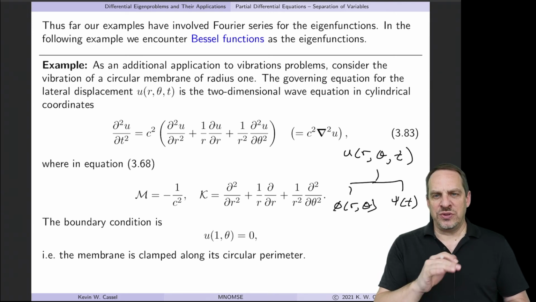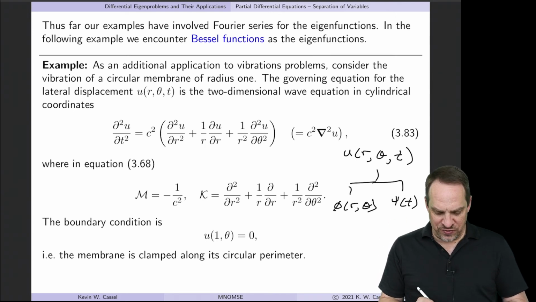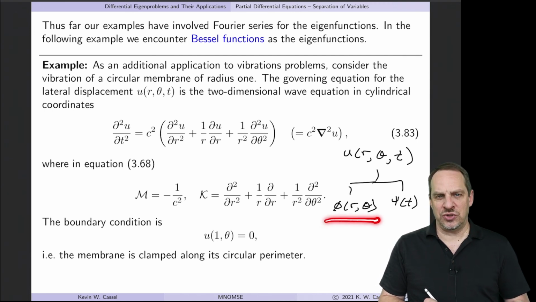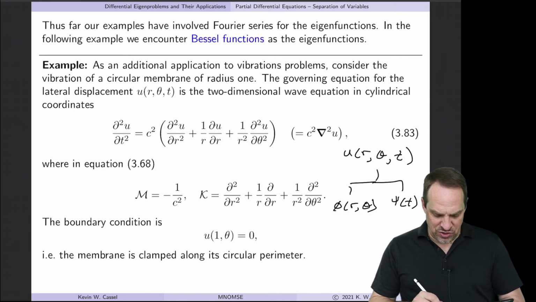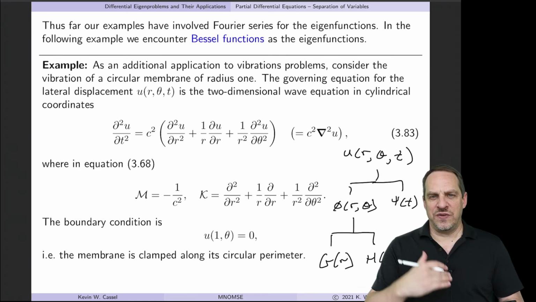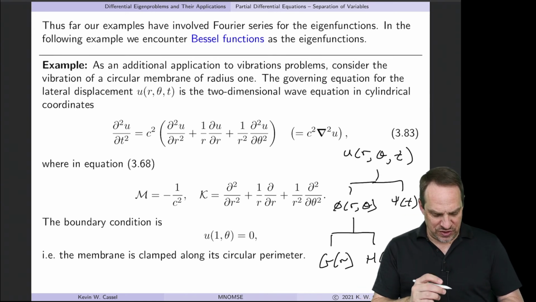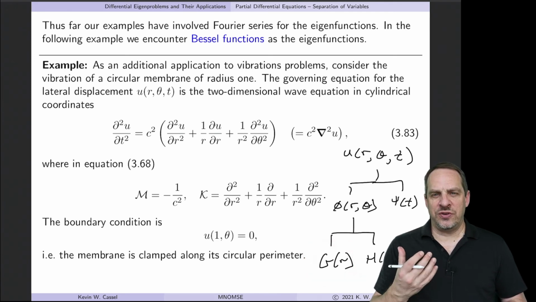Then you separate the variables. You'll get an ordinary differential equation for psi, and you'll get a partial differential equation for phi, because it depends on two independent variables, r and theta. Then that PDE, you can further separate the variables into a g of r and an h of theta. So again, it's kind of a nested separation of variables. And it's the eigenproblem for g of r that turns out to be a Bessel equation. We talked about Bessel equations a few videos ago in the context of Sturm-Liouville differential operators.